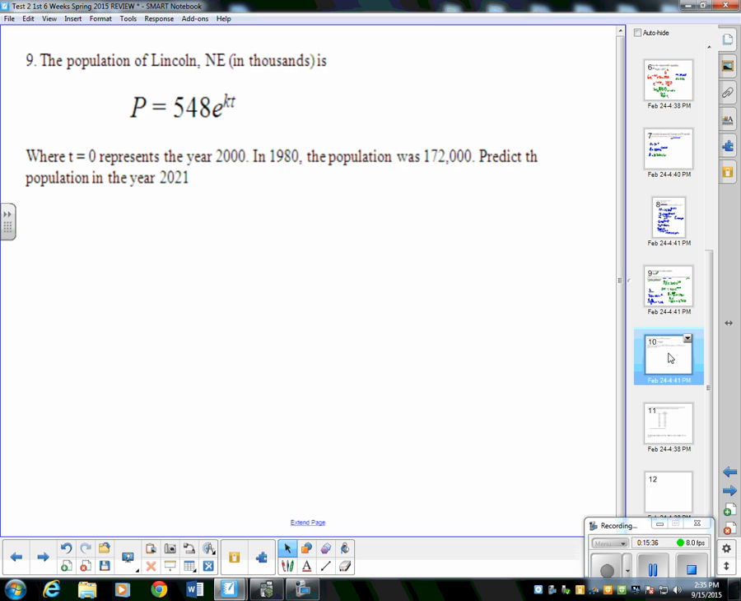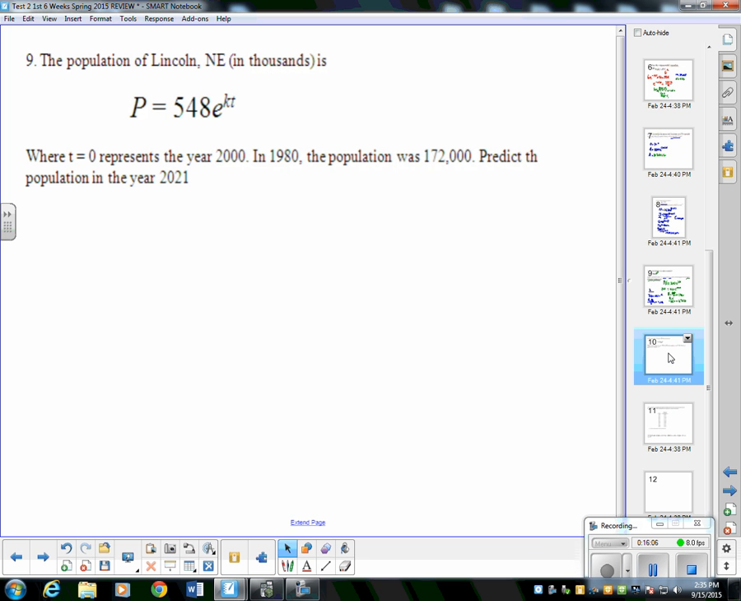Next one here. Oh, we've seen one just like this in class. Find the population of Lincoln, Nebraska. That's what NE stands for, Nebraska. It is 548 e to the kt. t = 0 represents the year 2000. In 1980, the population was 172,000. Predict the population in the year 2021.